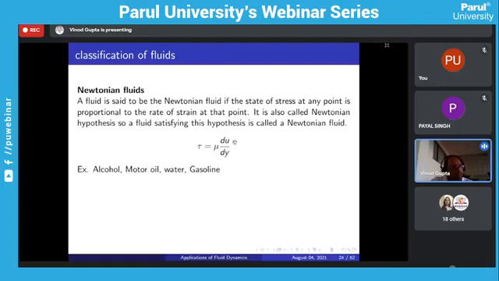Or in another way, you can say, if the viscosity of the fluid is independent of the strain rate, then we will say the fluid is Newtonian. Otherwise, we will say it is non-Newtonian. Some examples of Newtonian fluids are alcohol, motor oil, that's not crude oil, that is motor oil, water, and gasoline. These are some examples of Newtonian fluids.